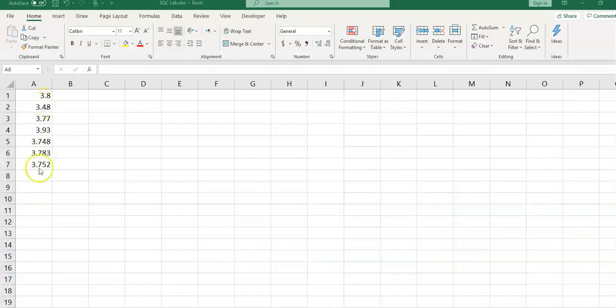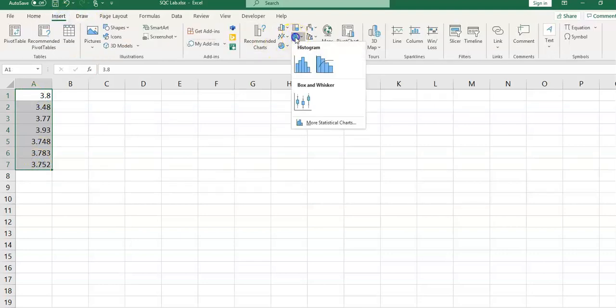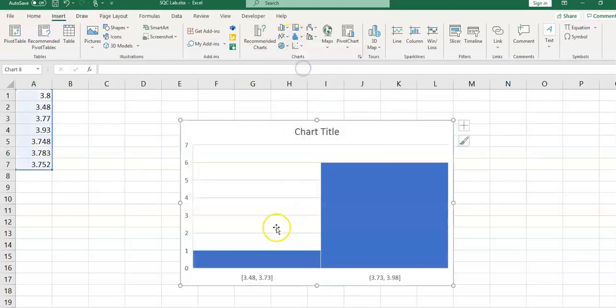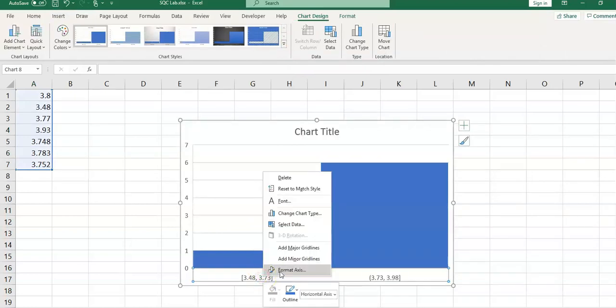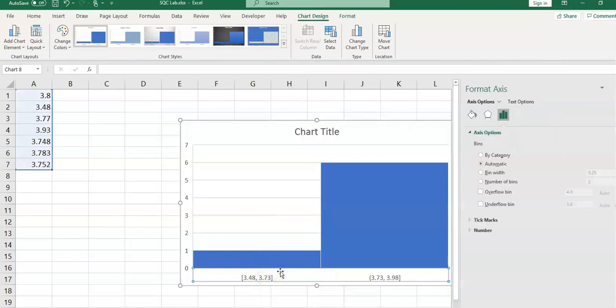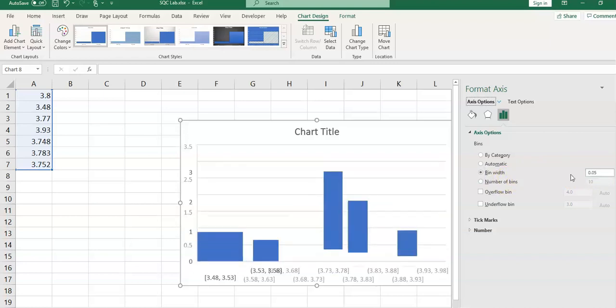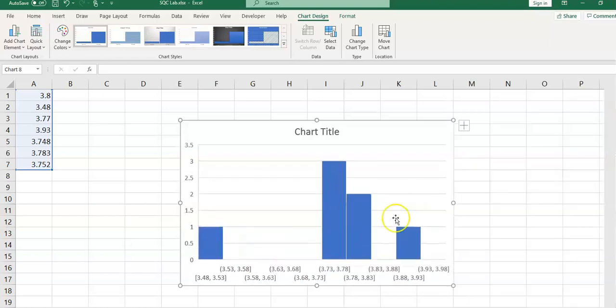Suppose I have these 7 values for the length of 7 random rods for the first part of this experiment. First, the first thing I'm going to do is to create a frequency distribution chart. I would select this column, go to insert and insert a histogram chart here. You can format this horizontal axis. Adjust the bin width to 0.05. So I have this frequency distribution chart.